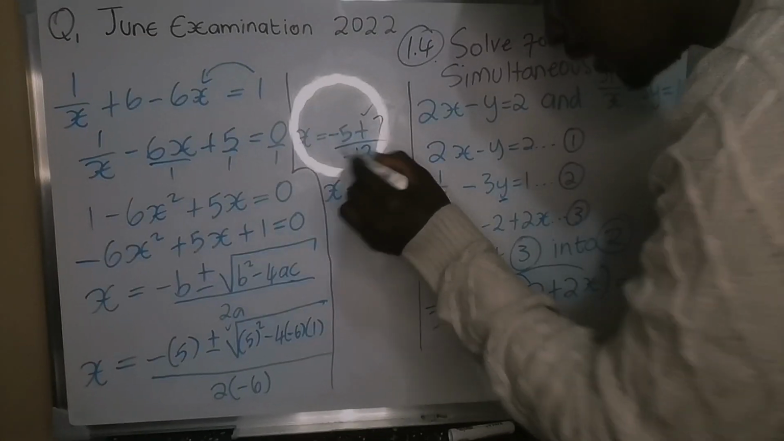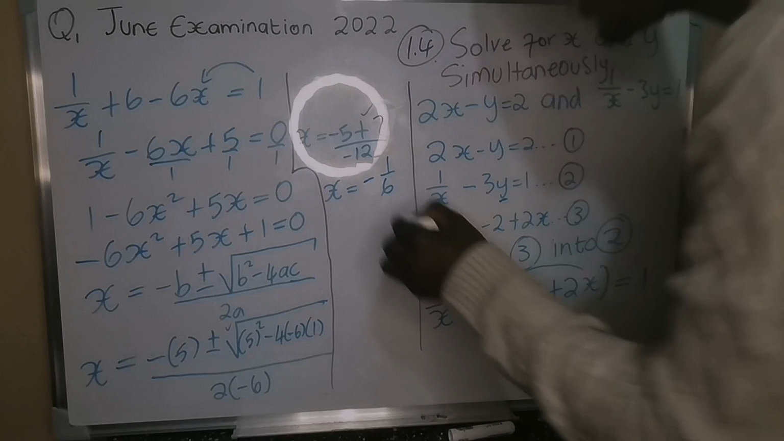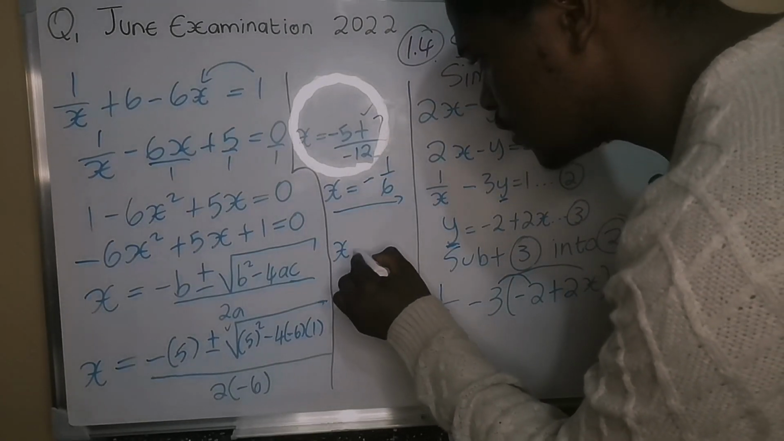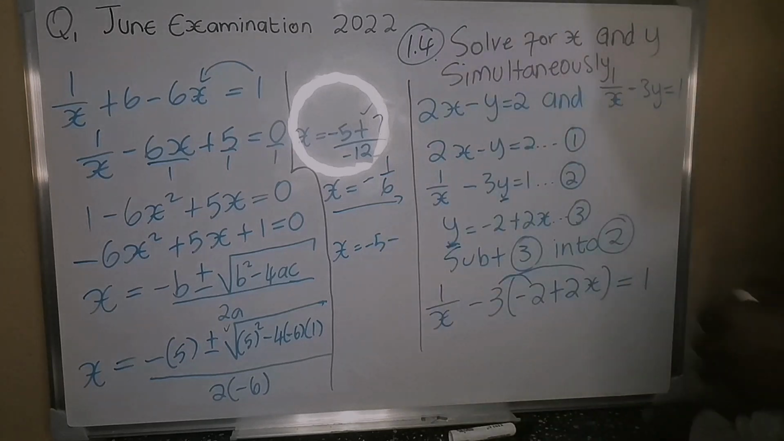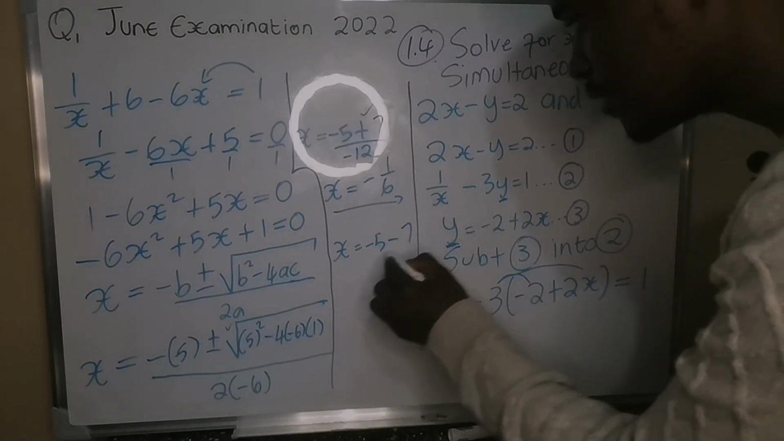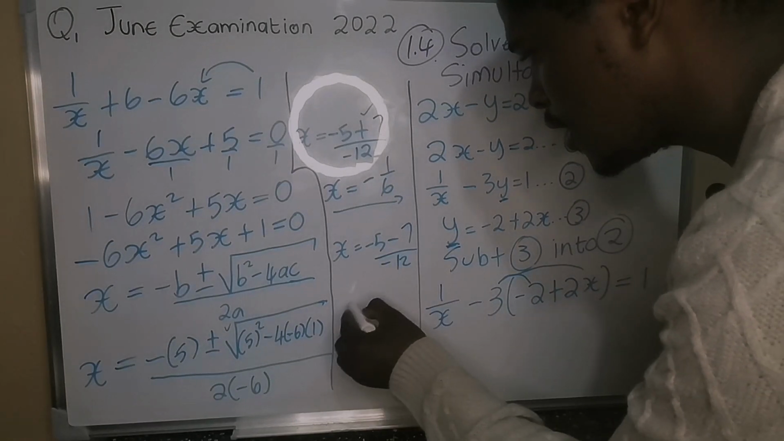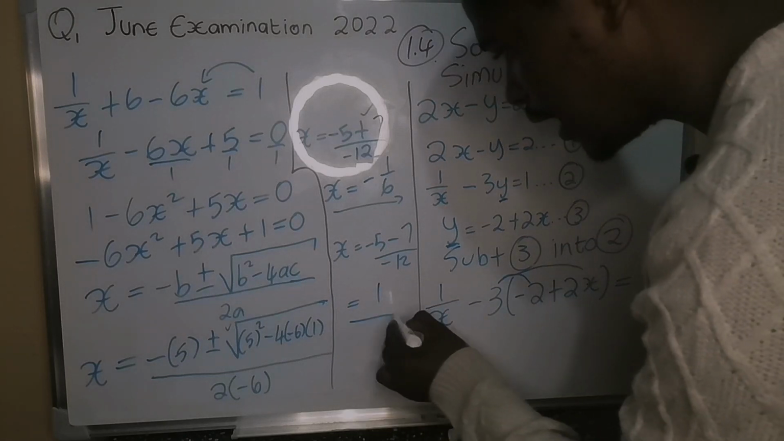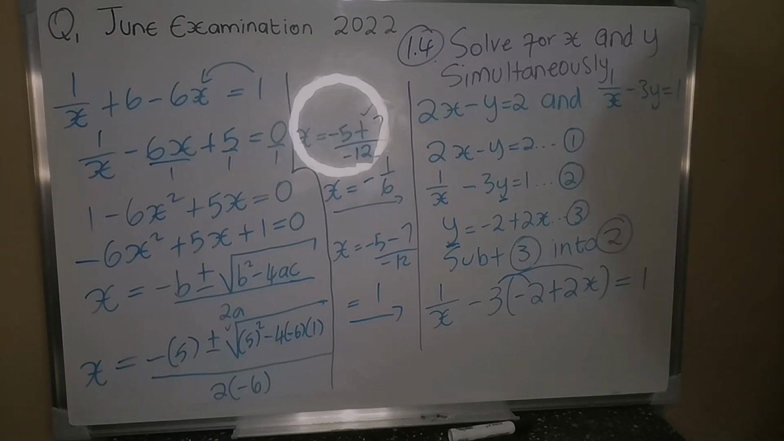That's for positive. But for negative, x is equal to negative 5 minus 7 over negative 12. On the calculator, negative 5 minus 7 is negative 12, and negative 12 divided by negative 12 is positive 1. Therefore, another value of x here is 1.